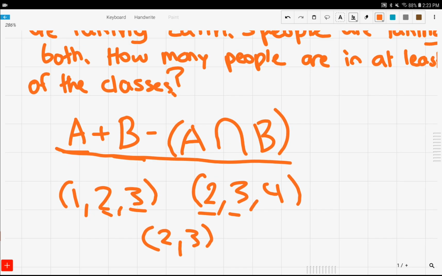So it's just the numbers. So the number of people in A, the number of people in B, and the number of people in the intersection of A and B, subtracting that number.